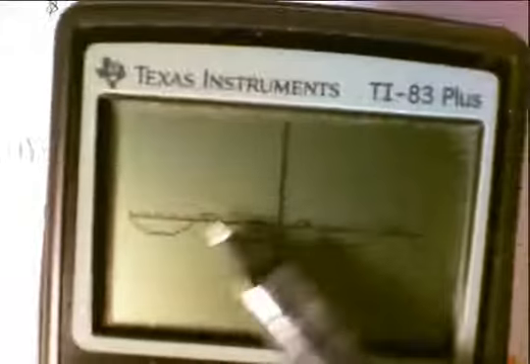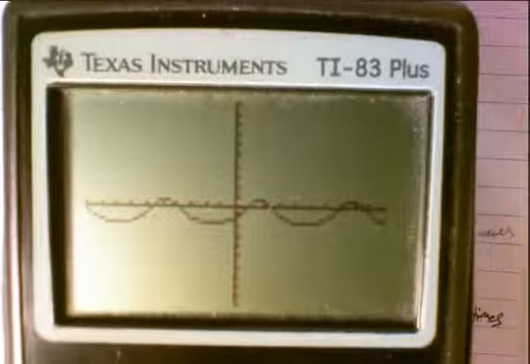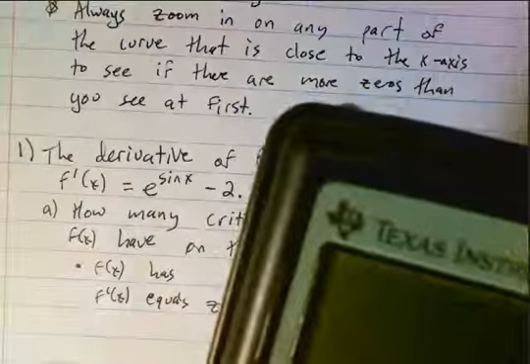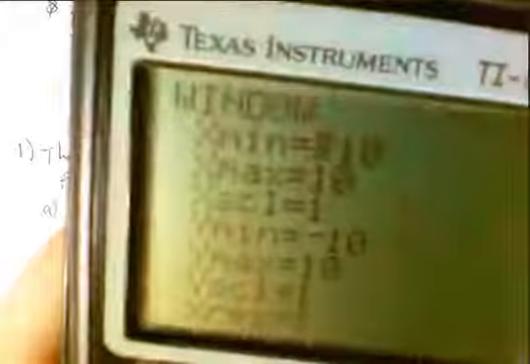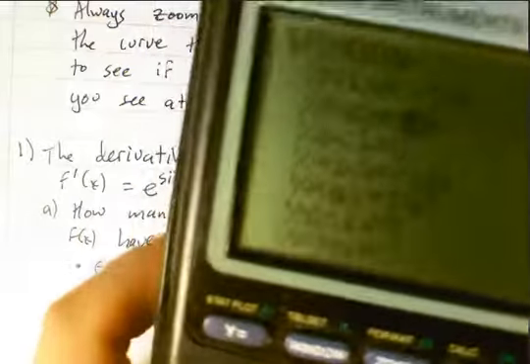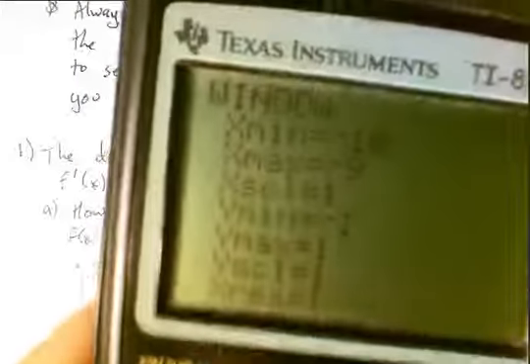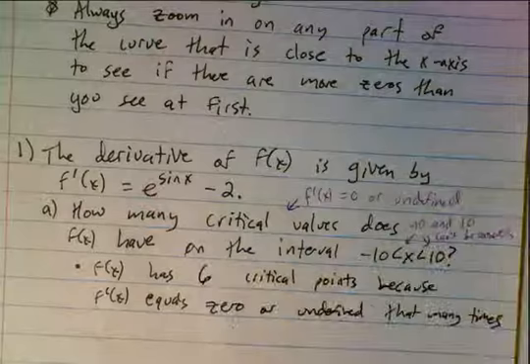Okay, so what I can see right here is that there's 1, 2, 3, 4, 5, 6 places where the curve crosses the x-axis. I'm not 100% sure what's going on right over here, so what I'm going to do is I'm going to go to my window. Let's say that's right about where x equals negative 10. So I'm going to go from negative 10 to negative 9. Let's zoom in our y a little bit. Let's do like negative 1 to 1. I'm going to see if there's another one right there over on the edge of the graph. Looks like it's not. There's still a pretty good gap there. So that means we only have 6 critical points.